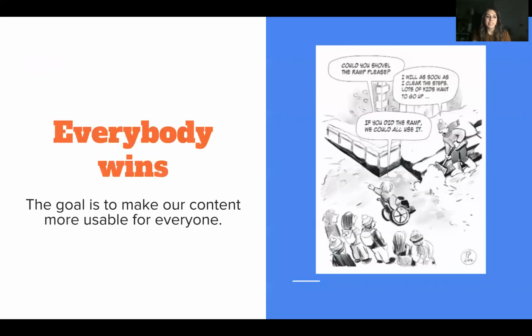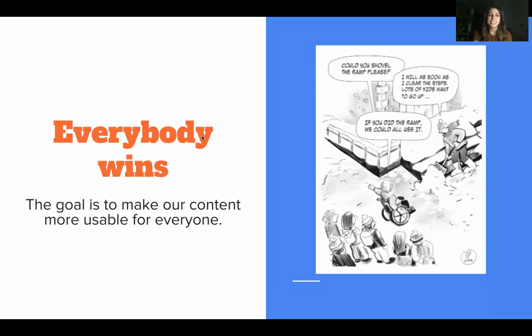Okay, so the goal is to make our content more usable for everybody. And I included this graphic that summarizes the idea that everybody benefits if you take the extra time to include all these different abilities and disabilities in your design process. So you can see the guy is shoveling the steps, but if he started shoveling the ramp first, then everybody could get in. But if he's starting on the steps, then the wheelchair user has to wait until he finishes that and then the ramp. So basically everybody will benefit.